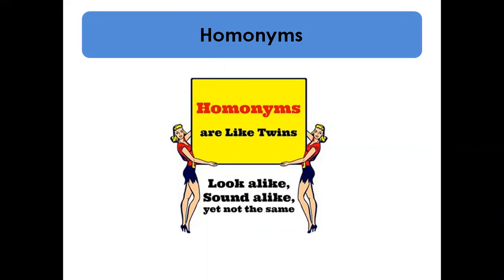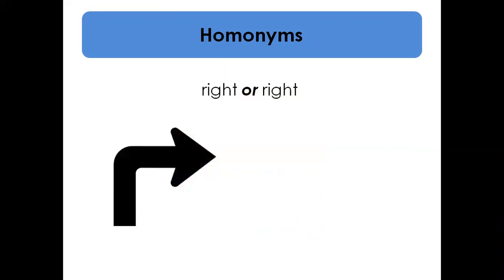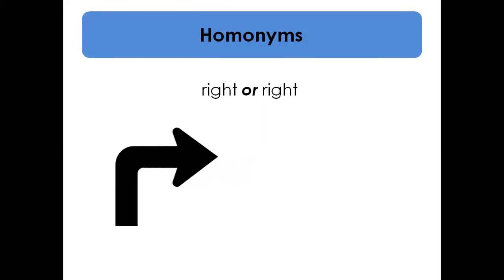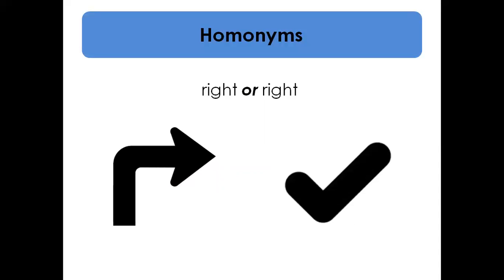A homonym word that we had used today was the word right, R-I-G-H-T. You have the word right as a directional word. And then you have a right as correct.